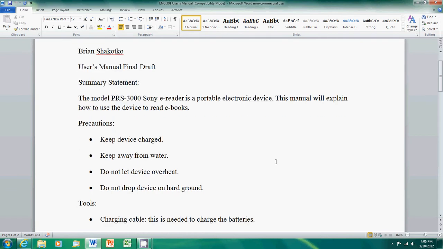It begins with the summary statement. The summary statement is an introduction to the purpose of the manual. In this case, it states that the reason for the manual is to explain how to use the Sony e-reader to read, in this case, ebooks.